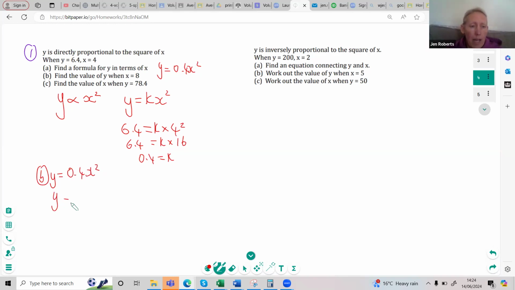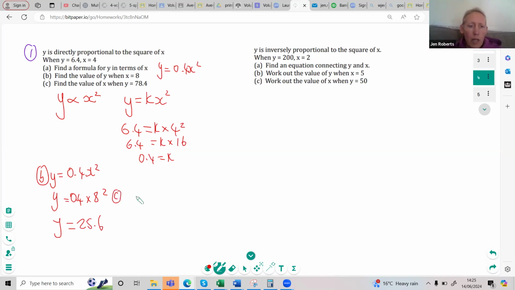We know for part B, we know x is 8. So y is 0.4 times 8 squared. Just type it straight in your calculator or work out 8 squared first, which is 64, times by 0.4 is 25.6.